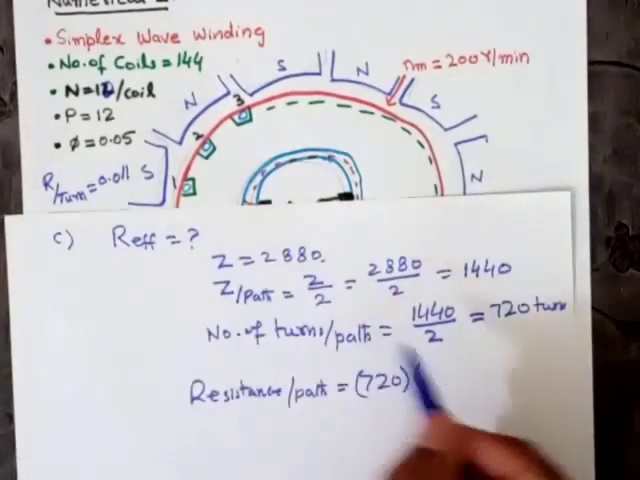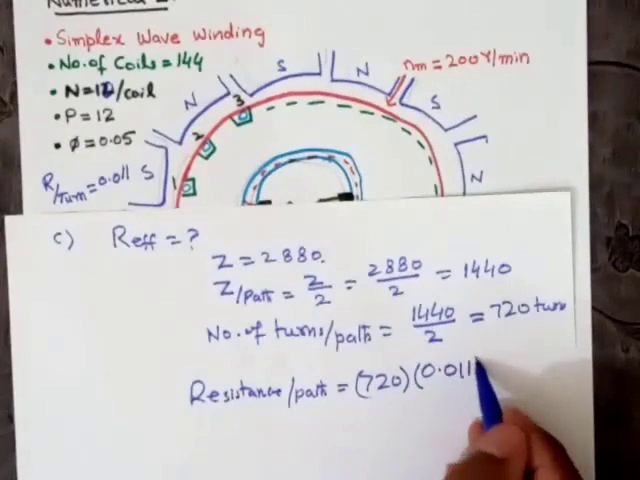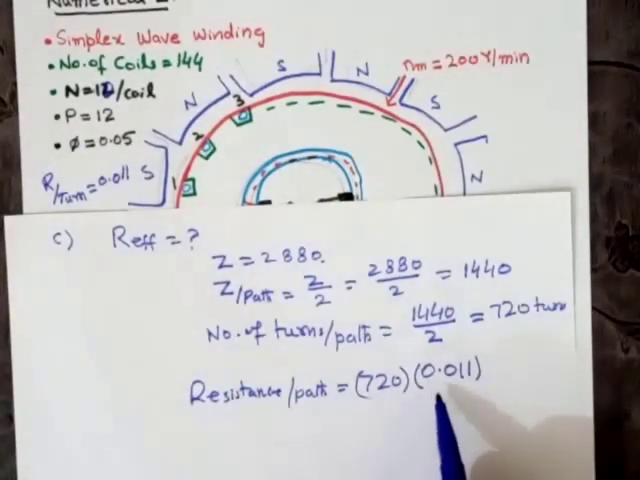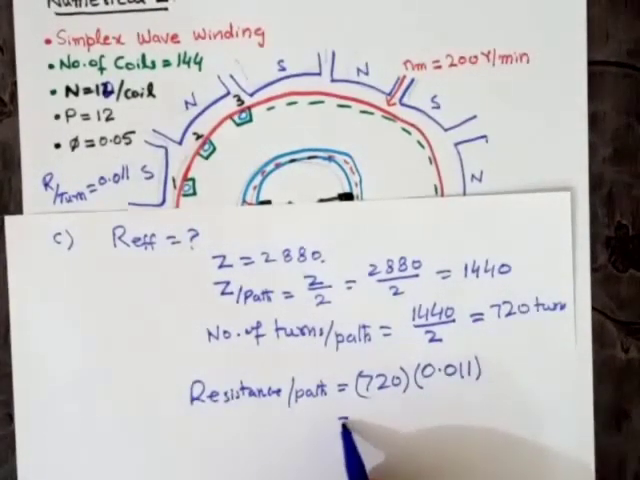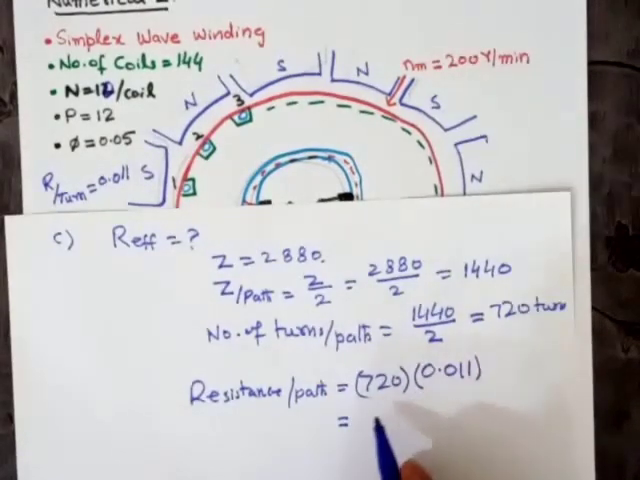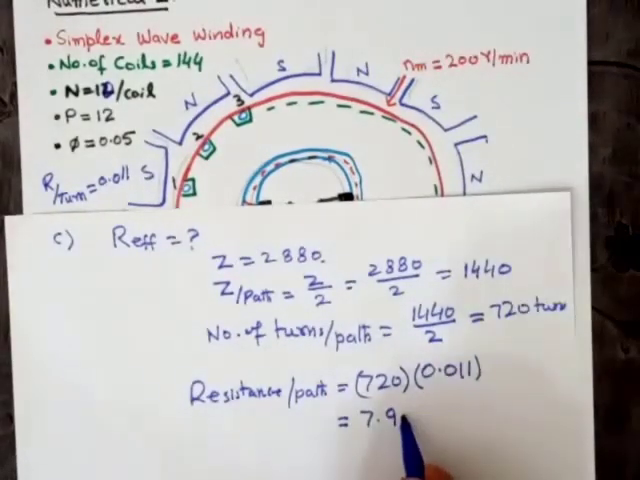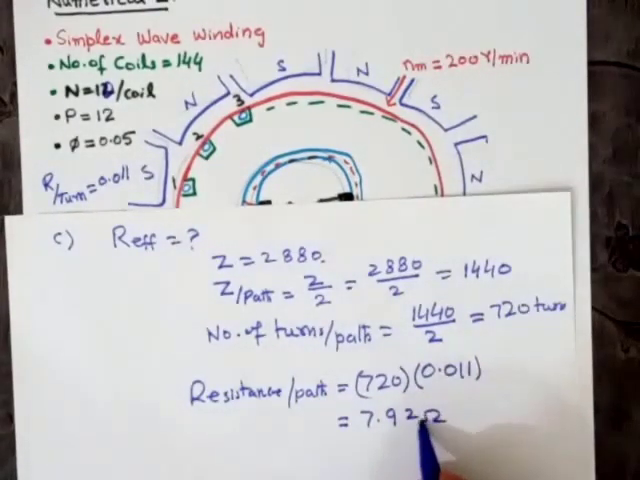The resistance of a single turn is 0.011. Multiplied by 720 and 0.011, we get 7.92 ohm.